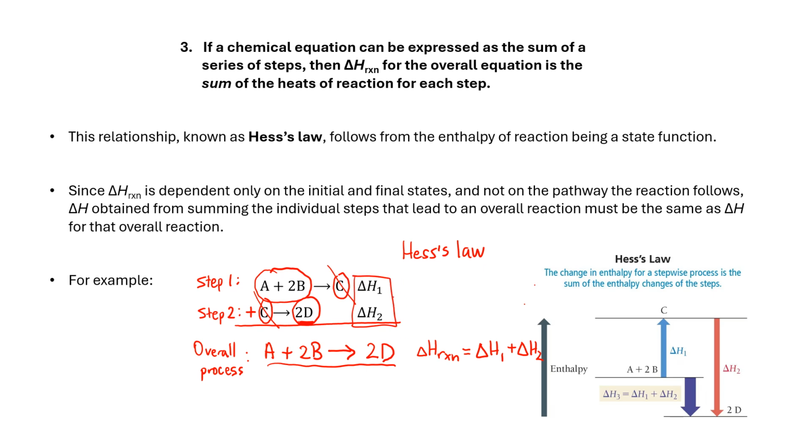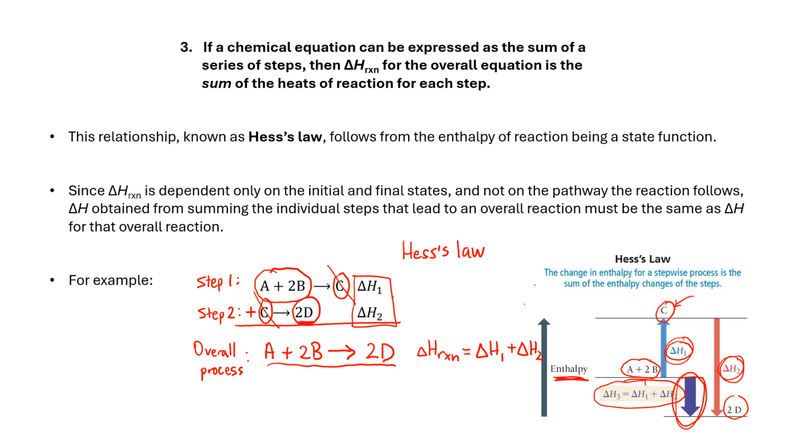And if you look at this diagram over here, basically what's happening is you're taking A plus 2B, and you notice there's a delta H1 to make C. But then C was used to make 2D for delta H2. And now you have a difference in energy, right? When you add up delta H1 and delta H2, you get this difference right over here in enthalpy. Enthalpy is a form of energy.